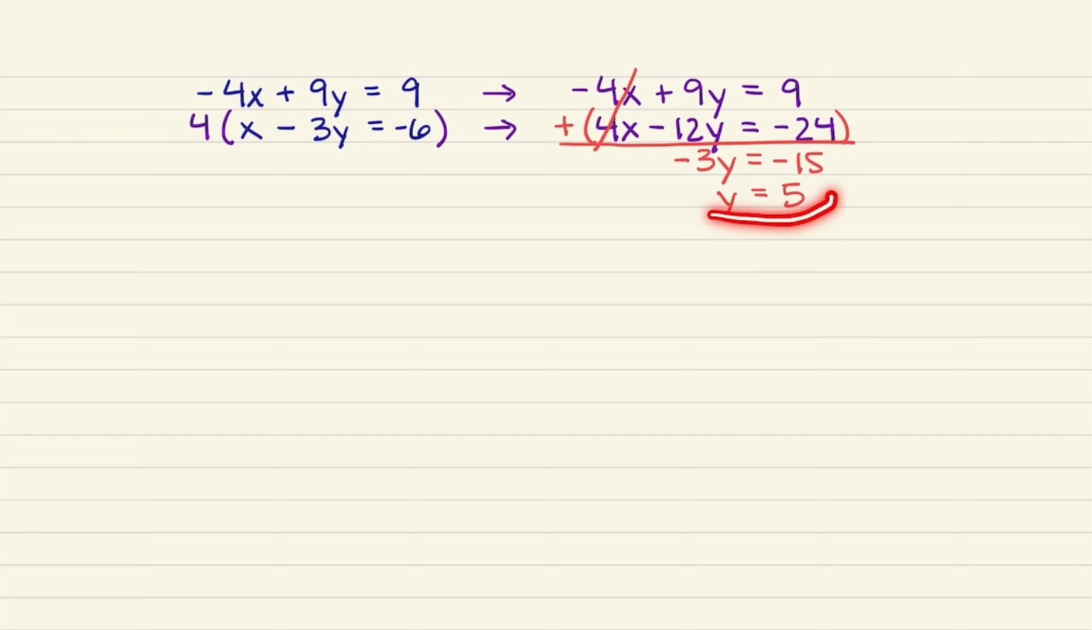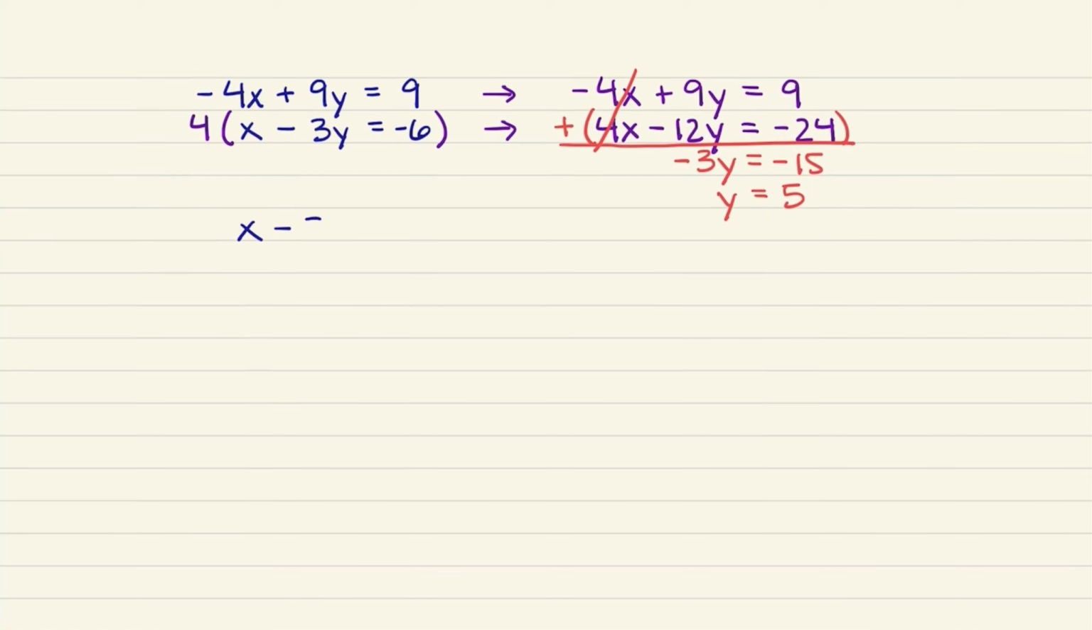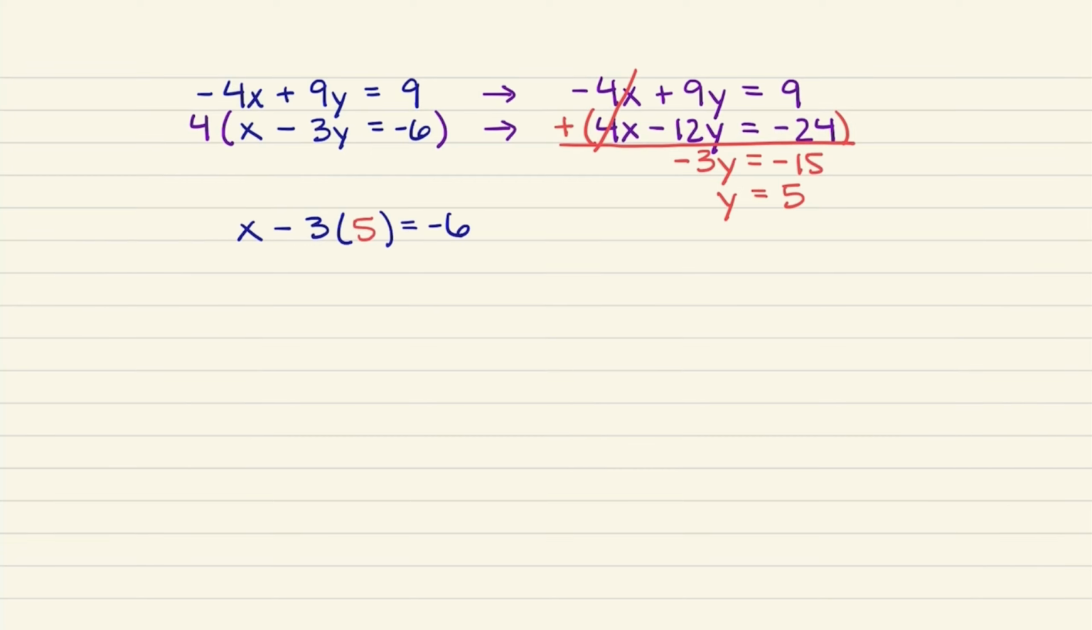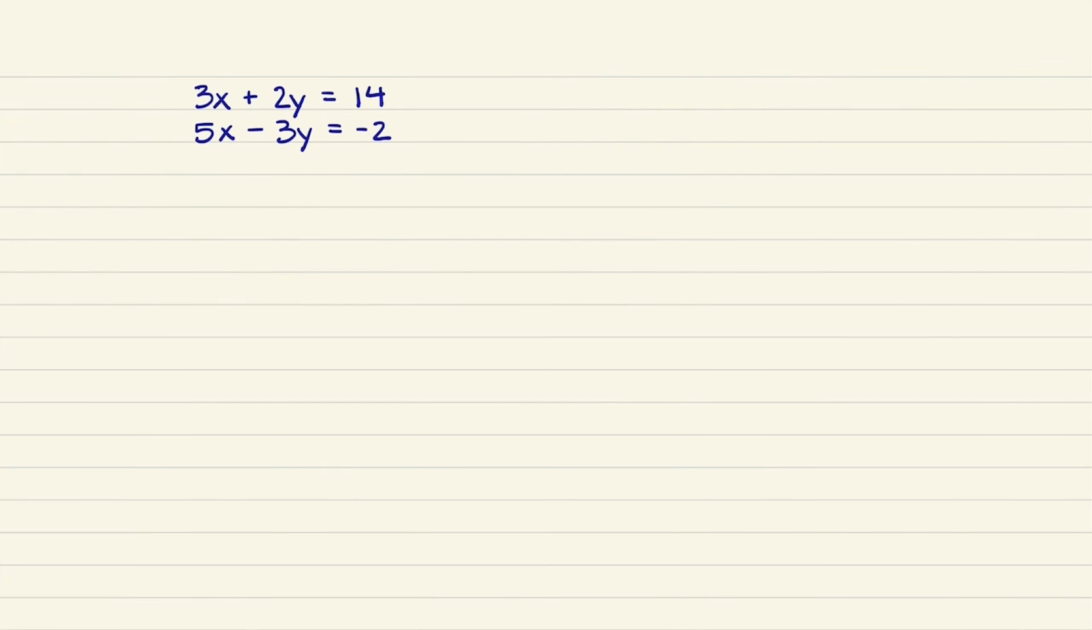Now we're going to take our y value and plug it back into one of our equations. I'm going to pick the bottom equation again. So x minus 3 times 5 equals negative 6. Solve the equation. x minus 15 equals negative 6. Add 15 to both sides, and x equals 9. So our final answer is 9, 5. Let's look at one more example.